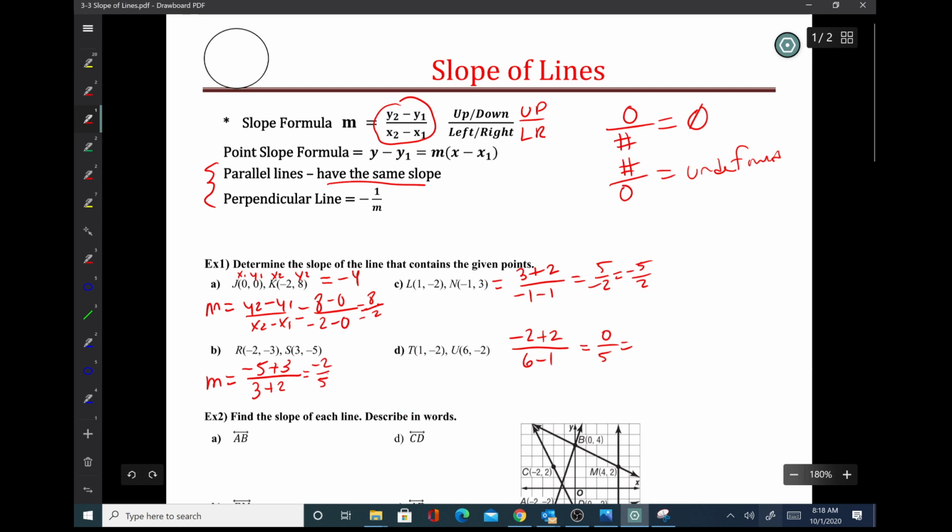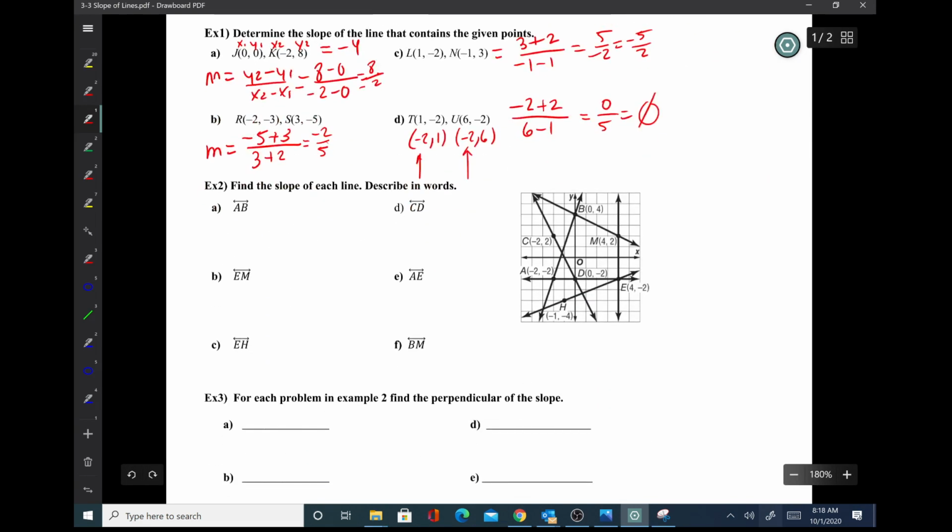Maybe a third way, let's just say it was reversed, right? Let's say it was negative 2, 1 and negative 2, 6. Look, they both have the same input, right? They both input a negative 2, but they output different numbers. You put a negative 2 in, you get a 1 out. You put a negative 2 in, you get a 6 out. That cannot happen, right? It's not a function, it's undefined, right? So this has a slope of 0, all right.